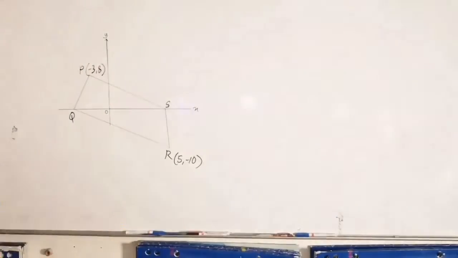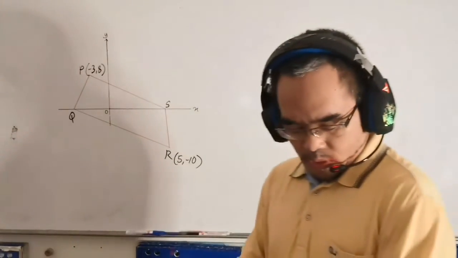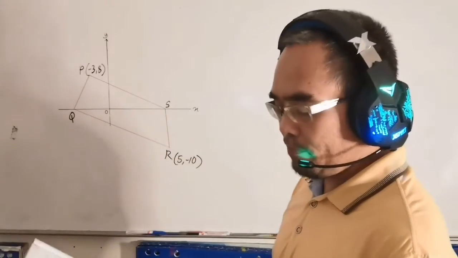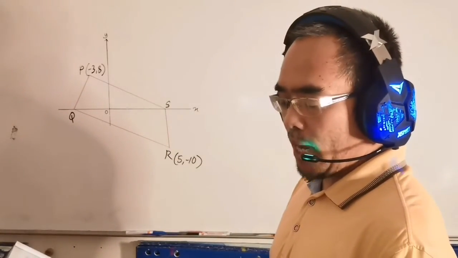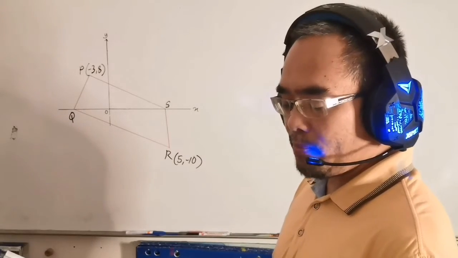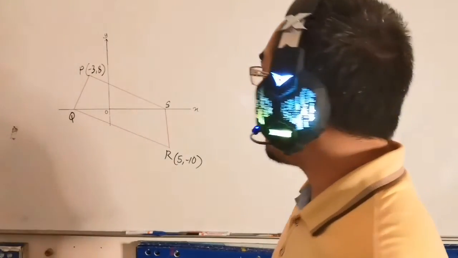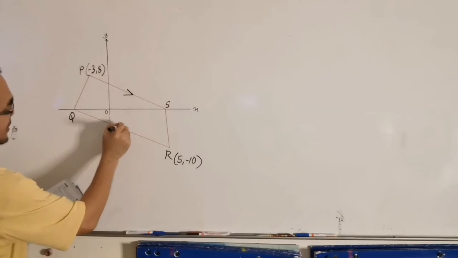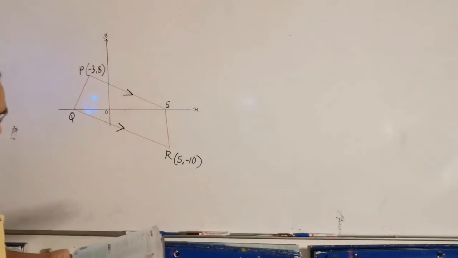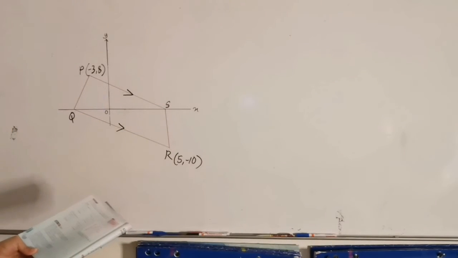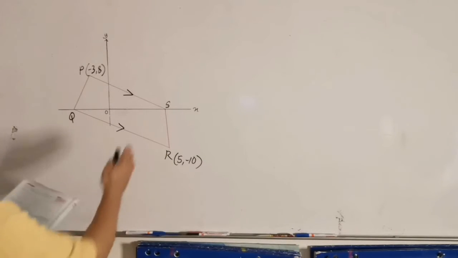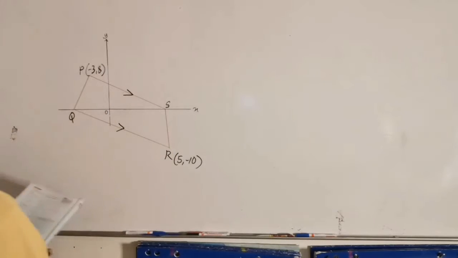So, we are at question number 2, 9.1i. In this diagram, O is the origin and PQRS is a trapezium where PS and QR are parallel, so we have to label that they are parallel. The straight line RS is parallel to the y-axis.